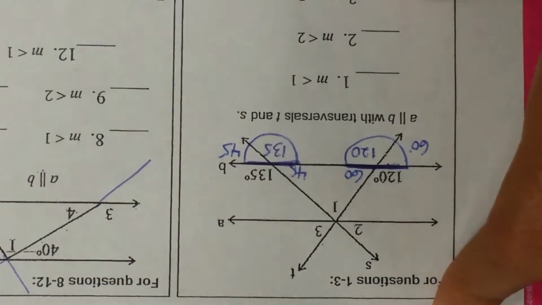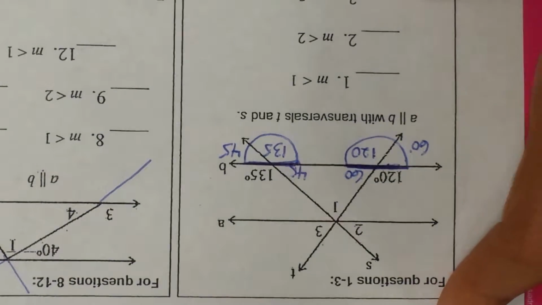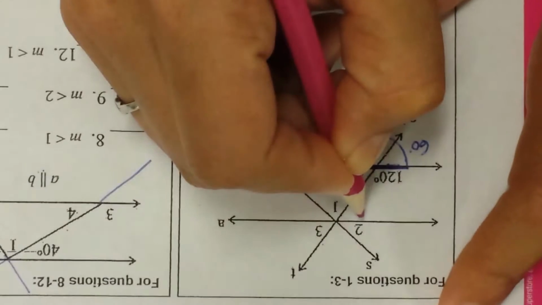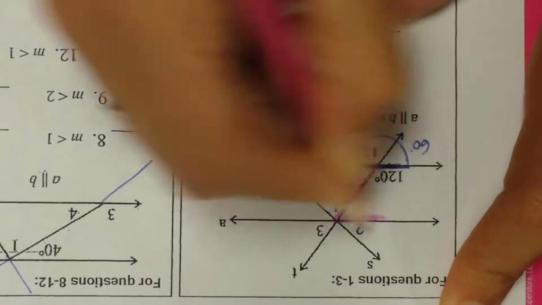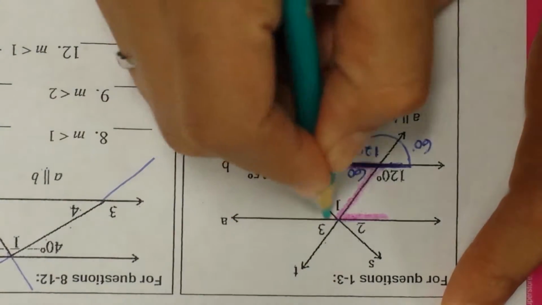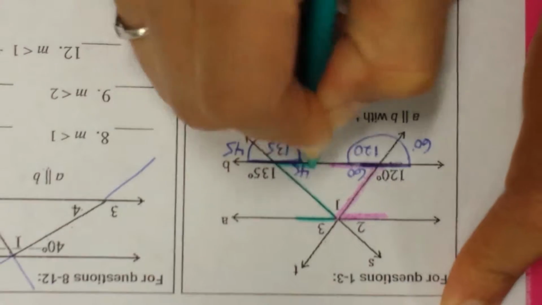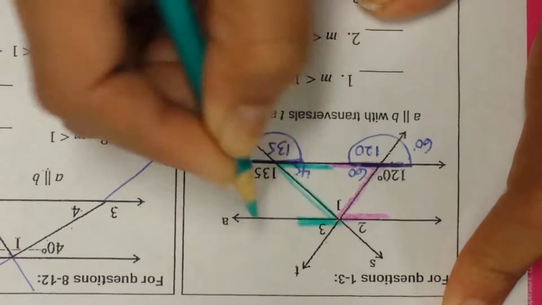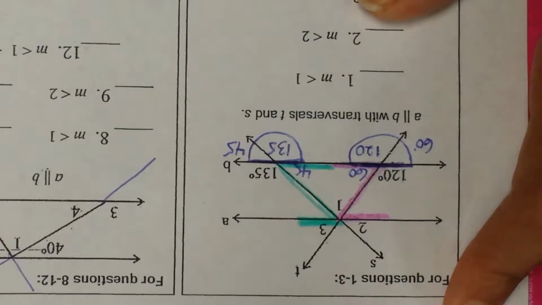The next one I love to do is a Z. Find a Z because you know Z is alternate interior and they're going to be congruent. So find yourself your Z. I can see a Z right here, and I can see a Z right here too. Remember, the corner angles for a Z are congruent.